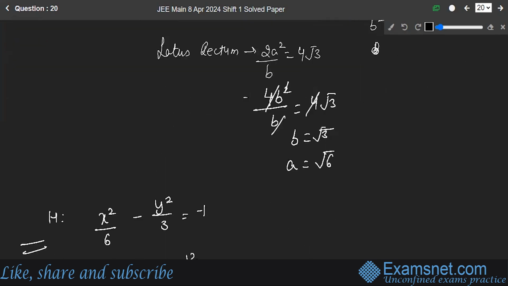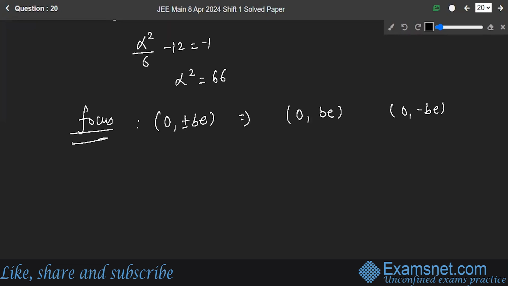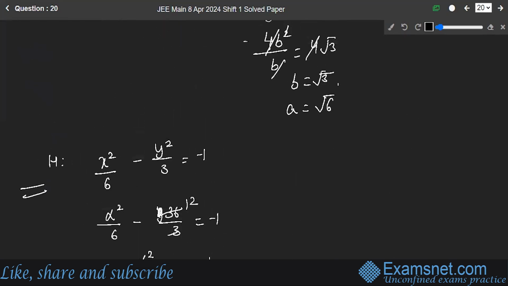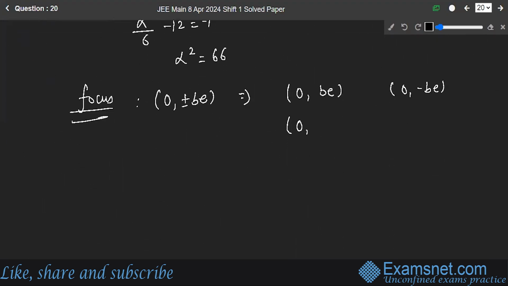What will be the focus given by? So the focus over here will be given by this. So the two foci will be positive and negative. b was equal to root 3, and what is b equal to root 3? Yes, b was equal to root 3 and your eccentricity is also root 3. So root 3 times root 3 will be 3 and minus 3. These are the two foci.